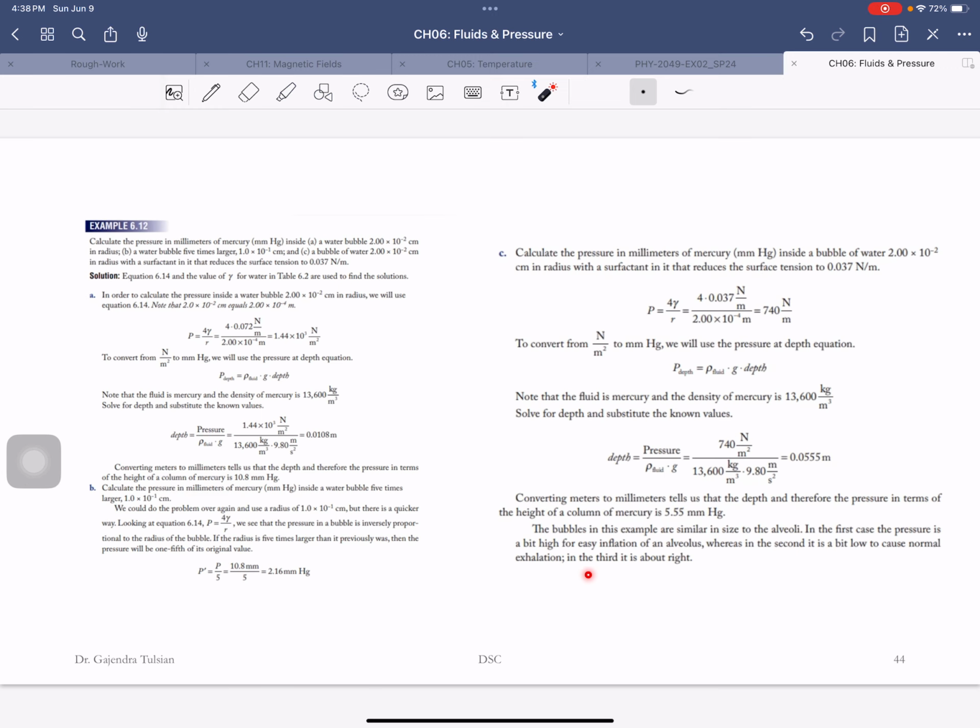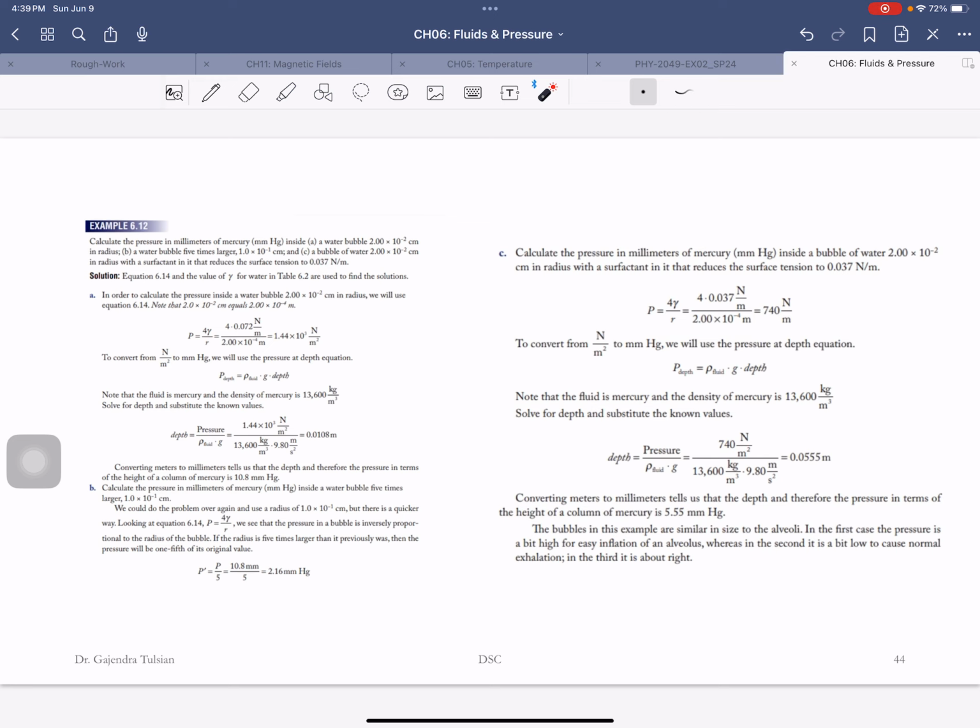So this problem illustrates all that. It considers water, but the point is the same. So it considers a water bubble of 2 × 10⁻² centimeters. 10 to the minus 1 centimeter is a millimeter, so this is a tenth of a millimeter. And then here's a bubble that's 5 times larger. And then we'll consider the same bubble size, but with the surfactants and the reduction of surface tension to 0.037.